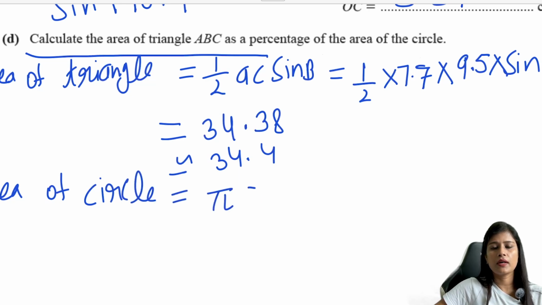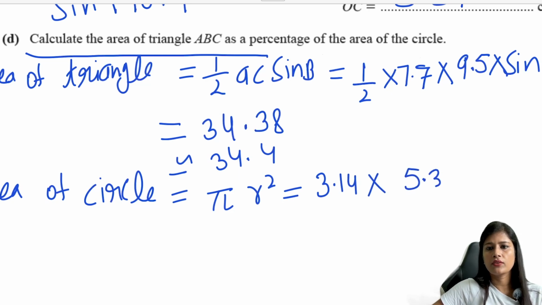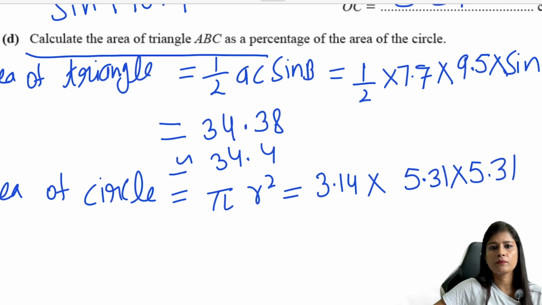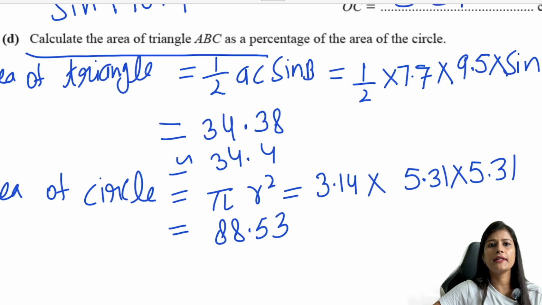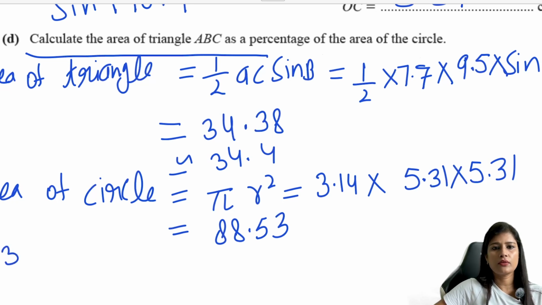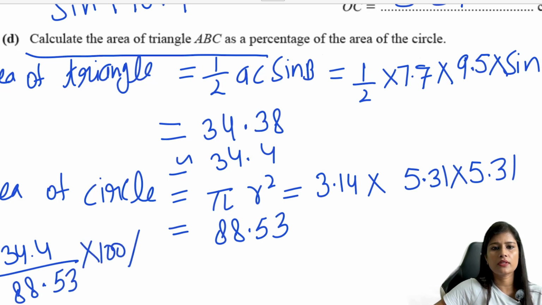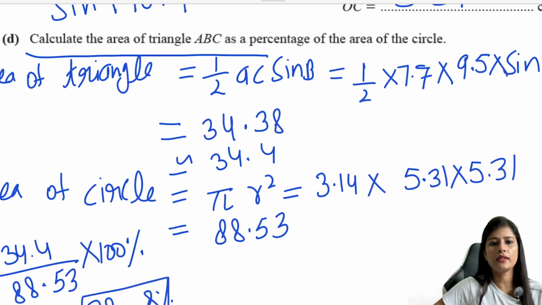Now area of circle, which is pi r square, so pi 3.14, and radius is here 5.31 times 5.31. So this area will be 88.53. So we need to calculate the area of triangle ABC as a percentage of area of circle. So 34.4 divided by 88.53 times 100%. If you simplify this value, you will get 38.8%. So the answer for this will be 38.8%.